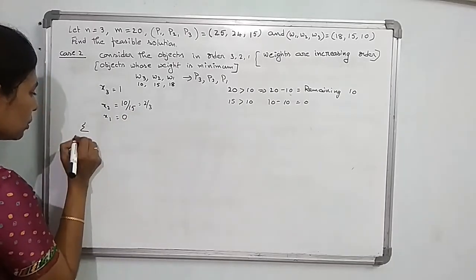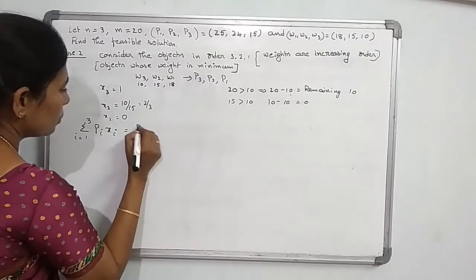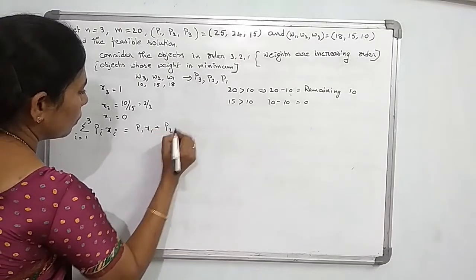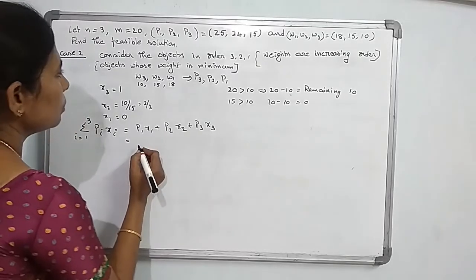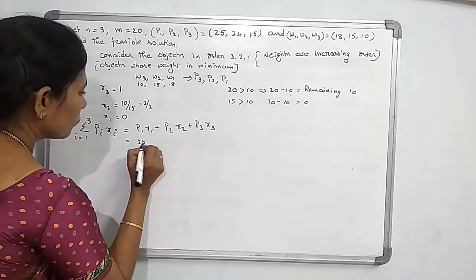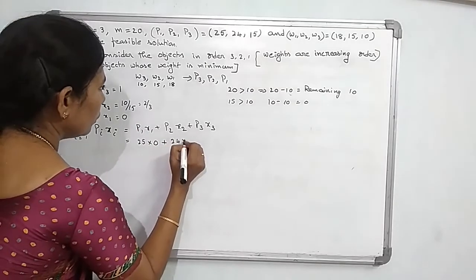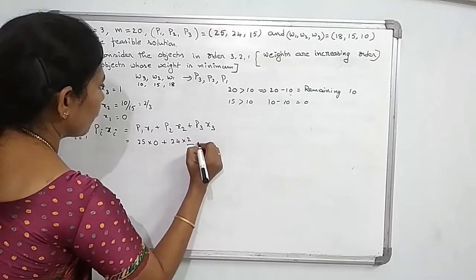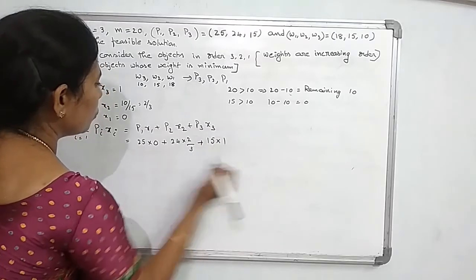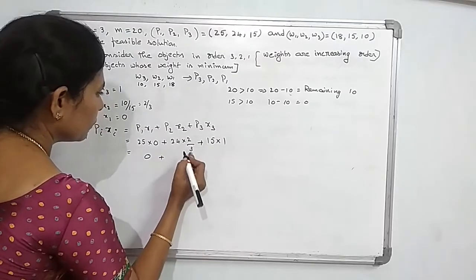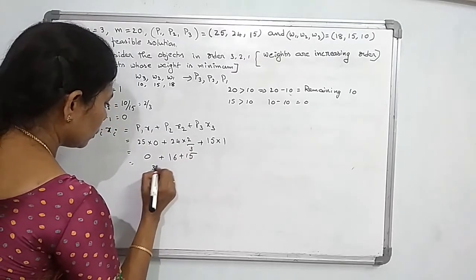Now you can consider the sigma i equal to 1 to 3 pi xi. That means p1 x1 plus p2 x2 plus p3 x3. That means p1 is 25 into x1 value 0, p2 is 24 into x2 which is 2 by 3, plus p3 equal to 15, x3 equal to 1. 0 plus 16 plus 15, that equals 31.